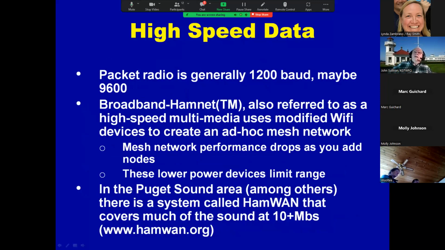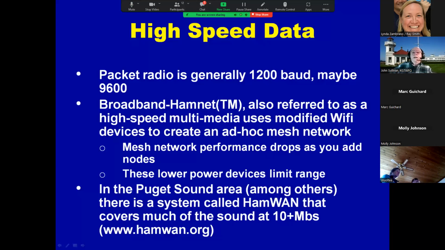Packet radio is generally about 1200 baud. There are 9600 baud systems for packet. They're rare. Where I live, there aren't any that I'm aware of. If you want to think about what 1200 baud means, for us old timers, we can think about the old dial-up modem. Well, that's what you're talking about speed-wise.